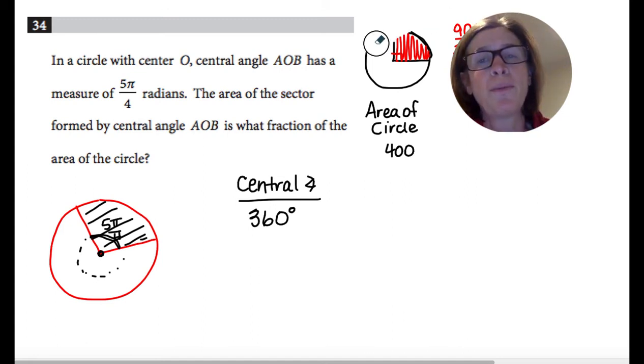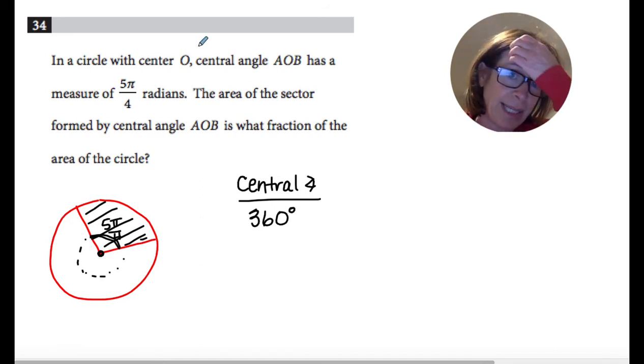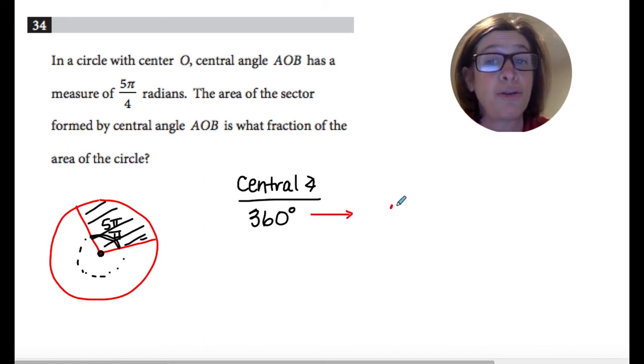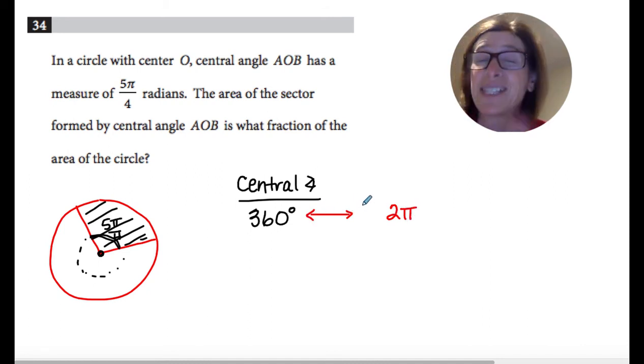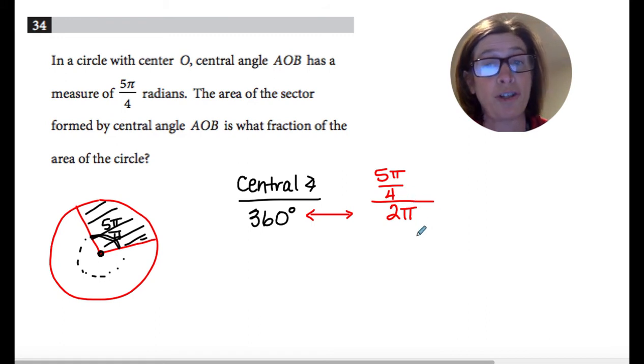But the problem is it's not in degrees, it's in radians. When you learn about radians, you learn that if I wanted to take 360 degrees and turn it into radians, we would say 2 pi radians. So 360 and 2 pi are the same thing, just a different type of measurement. My central angle is 5 pi over 4, so I would put 5 pi over 4 over 2 pi.